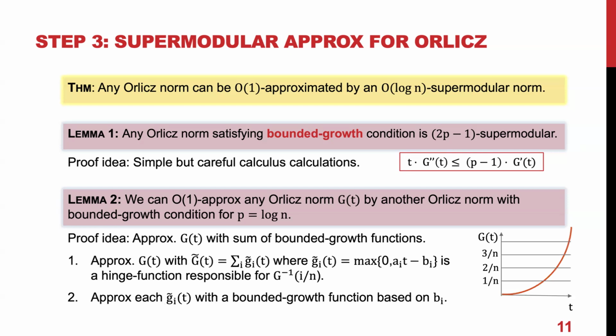And the way you do this is basically some kind of discretization. You look at your original g function, and look at all the points at which it gives different values: 1 over n, 2 over n, 3 over n, and so on. At these discretization points, you write this as some piecewise linear functions you can work with, and accordingly you can decompose the original function as a sum of some hinge functions. And for each of these hinge functions g_i tilde, you can approximate them with some kind of bounded growth function. So it's not very difficult, but once you have the idea, these two lemmas put together give this theorem, which is in some sense the technical heart of the paper.